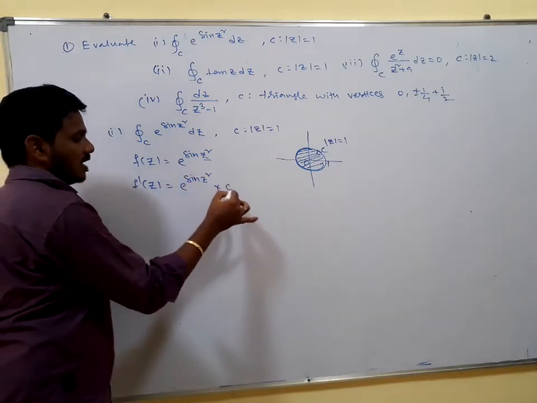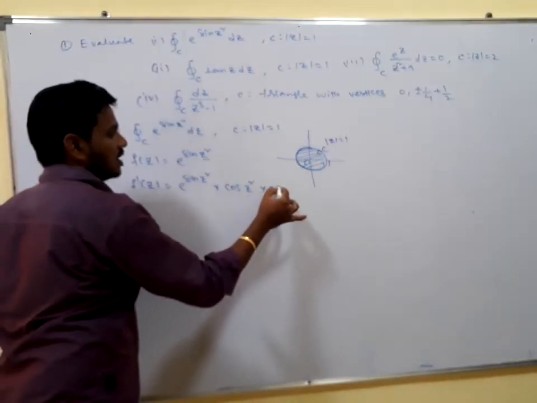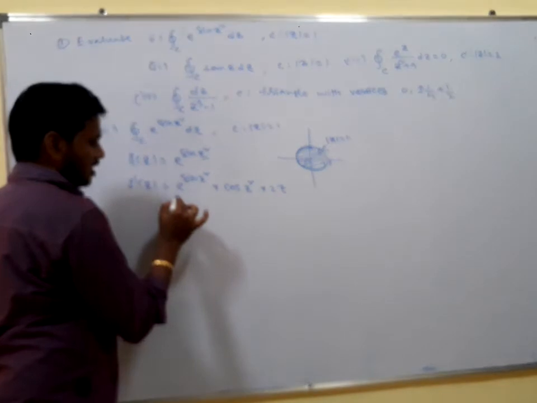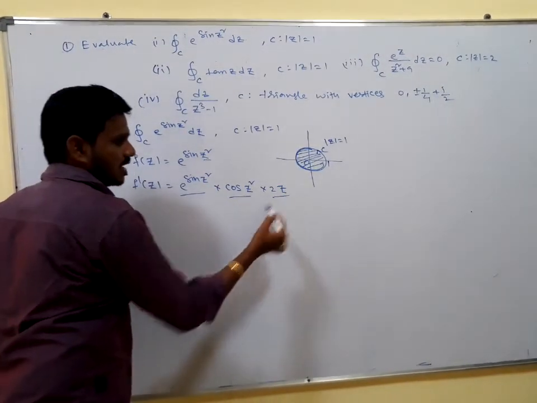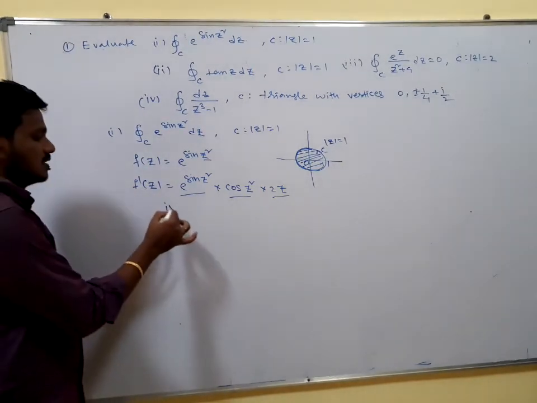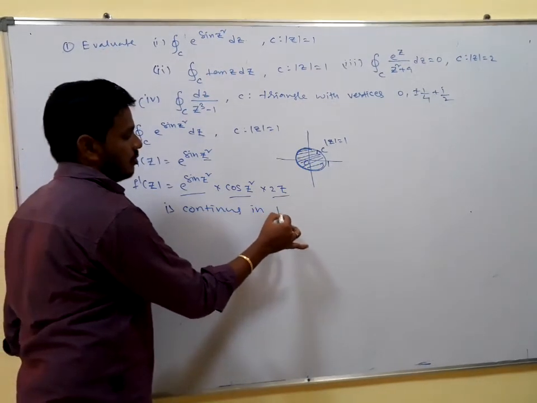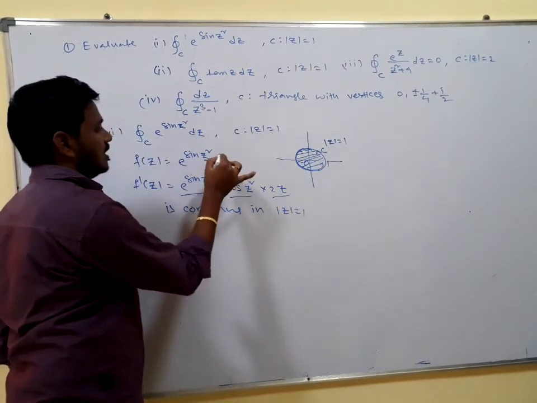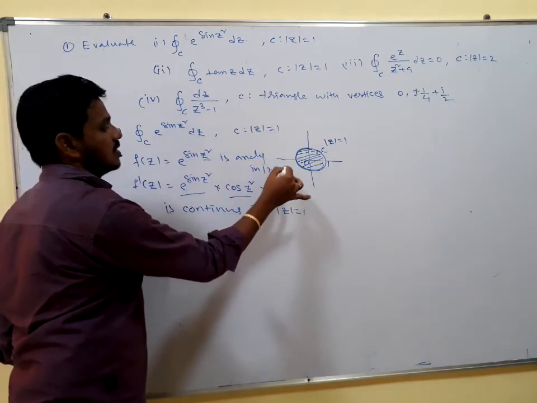The derivative of sin z square is cos z square, and the derivative of z square is 2z. Yes, you know that here e to the power of sin z square is continuous, cos z square is continuous and 2z is continuous. So the complete function f dash of z is continuous in mod z equals 1, and it is analytic in mod z equals 1.